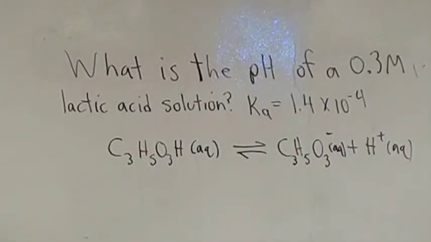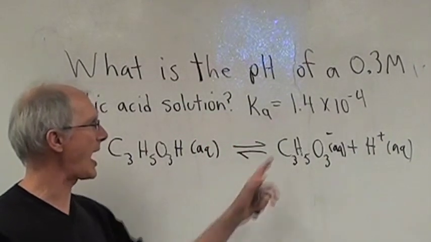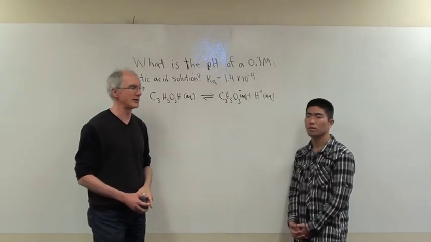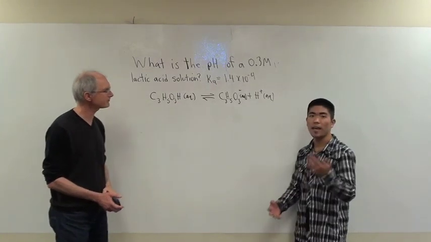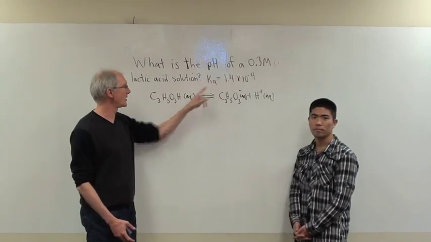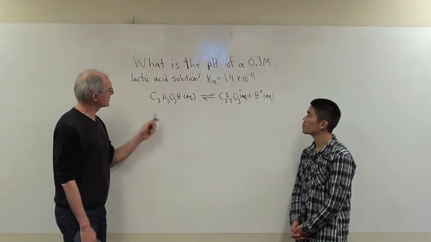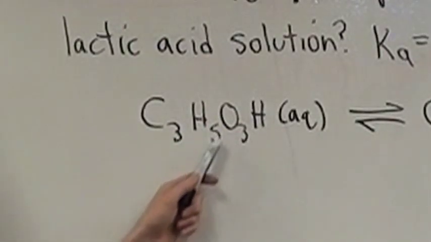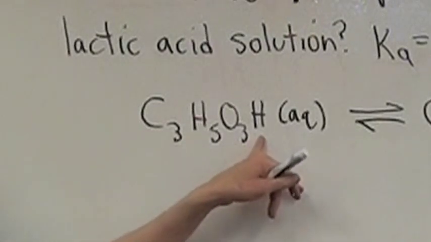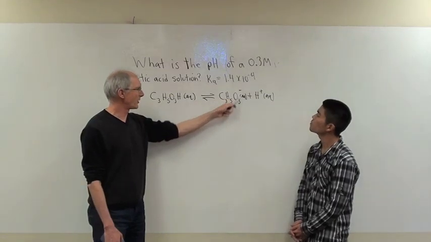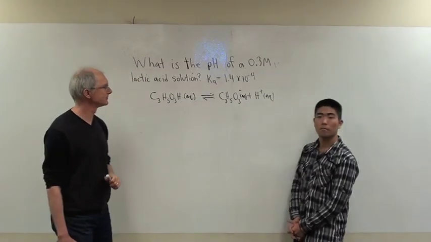What is the pH of a 0.3 molar lactic acid solution? And I've written up the Ka of the lactic acid is 1.4 times 10 to the minus 4. This is something that I just looked up in the table of Ka values. Ka, remember, is our equilibrium constant for an acid dissociation. That's why there's that little A down there. And I've written up the formula for lactic acid, C3H5O3H. And this H is different. That's the acidic proton. And it's in an equilibrium with its conjugate base, and then H+.